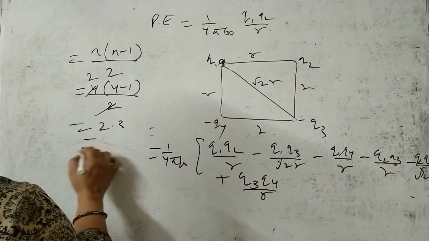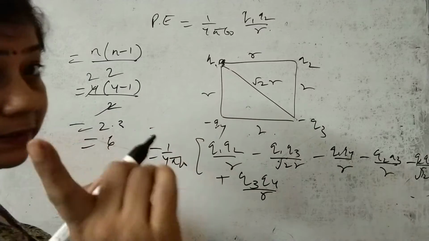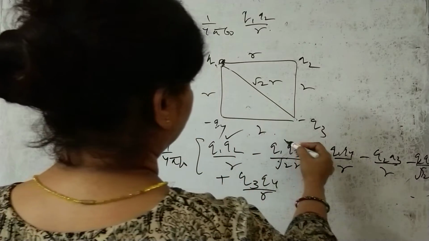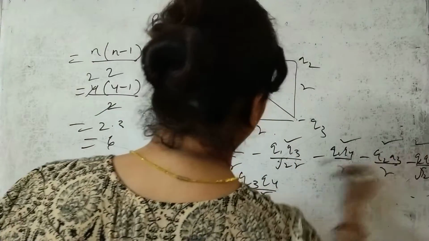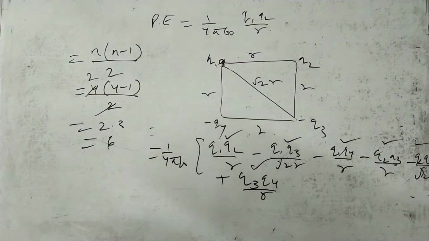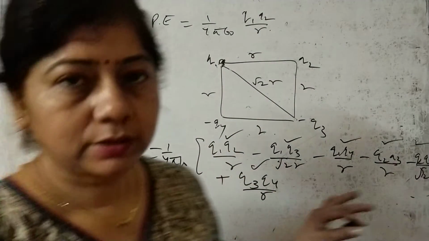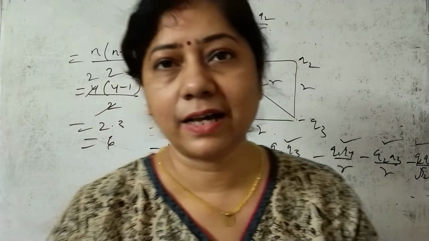So we get this as 6. So total numbers we need to get 6. So this is 1, 2, 3, 4, 5 and 6. So we are correct. We have not missed out anything. So this is when you get a hexagon.